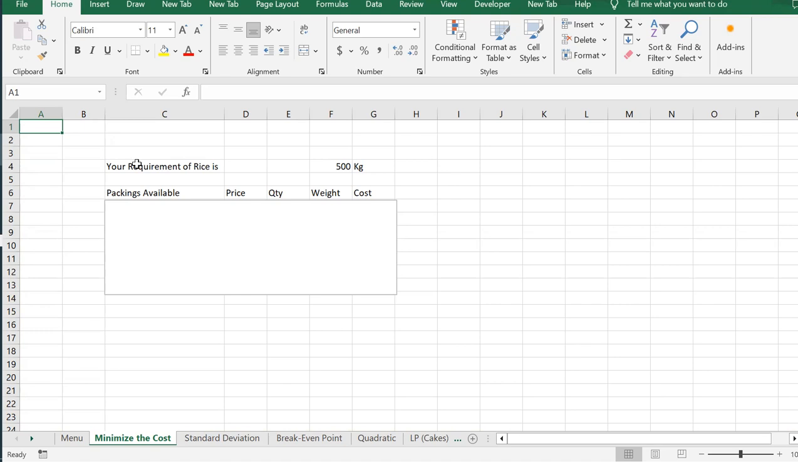Okay, so today's topic is for minimization of the cost, right? For example, you have the assignment that you have to purchase 500 kg of rice. That is for sure. This is a given quantity, that your requirement is rice of 500 kg to be purchased from the market.